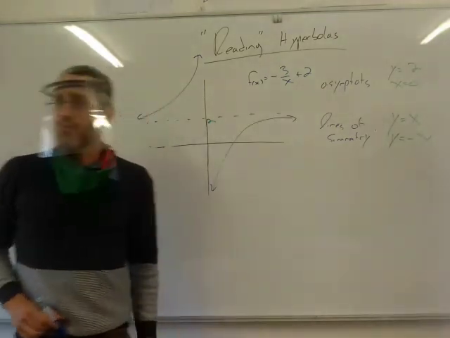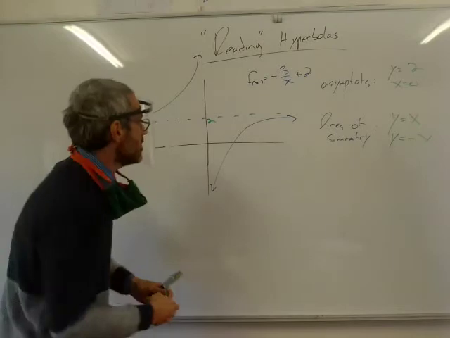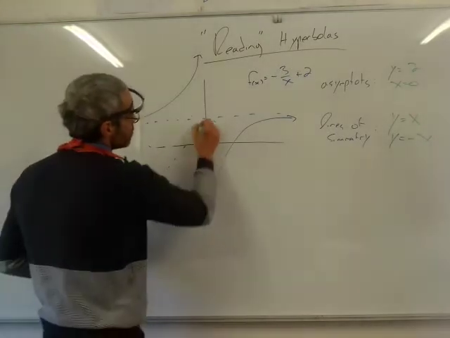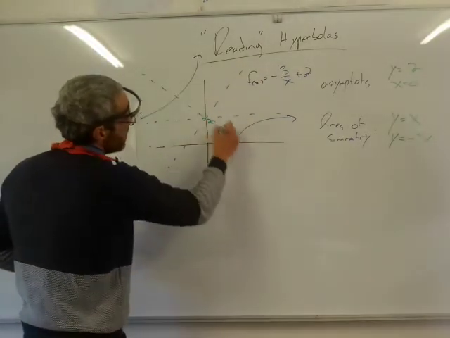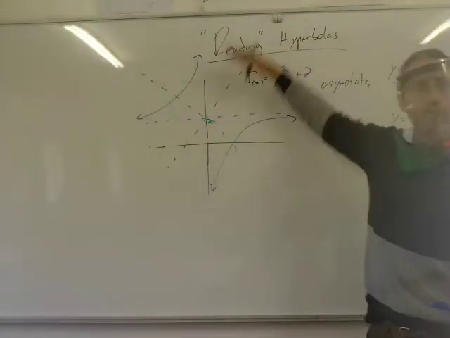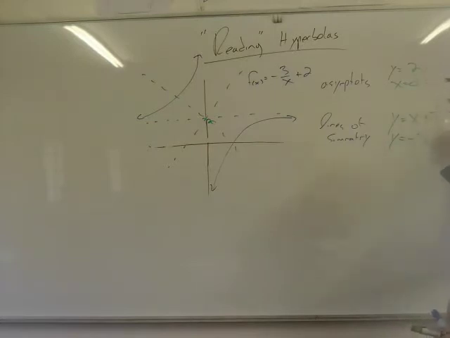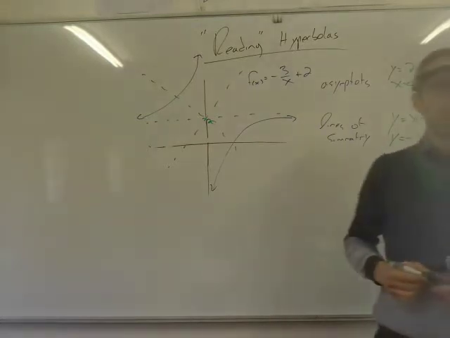What about the line of symmetry? Good, good. So now the line of symmetry, we'll draw them like this. Okay? It's always going to be x and minus x, but now we've got vertical shift. They both went up. So it's going to be x plus 2 and minus x plus 2.